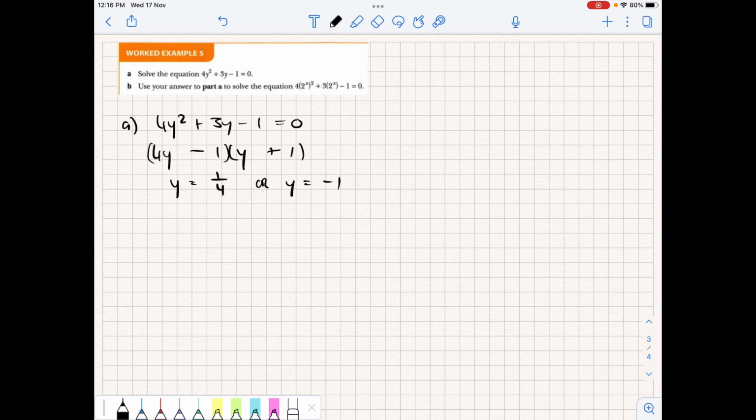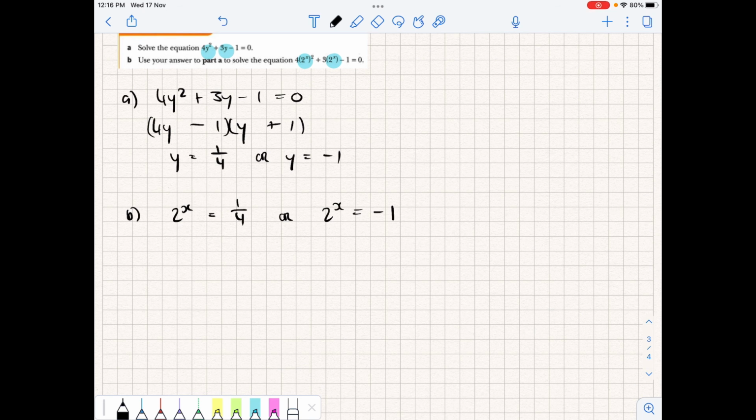Right, now that we've solved part A, they say use your answer in part A to solve the following equation. 4 times 2 to the power of x, squared, plus 3 times 2 to the power of x, minus 1 equal to 0. And if we have a look here, this is a simple substitution. If you just substitute y in place of 2 to the power of x, because that's all that's happened, we can very quickly solve this. So instead of y, I'm just going to write 2 to the power of x must be equal to 1/4, or 2 to the power of x must be equal to minus 1.